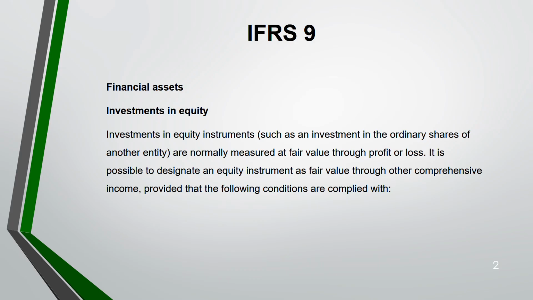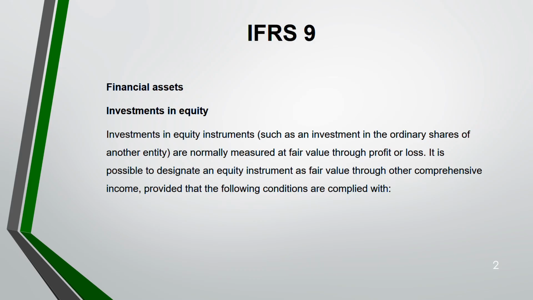Now, investment in equity instruments. Example, investing in ordinary shares of another entity is your financial asset. Normally, we measure them at fair value through profit and loss. See, there are three ways. Before I start the lecture, let me tell you, there are three ways you can measure all the financial instruments in IFRS 9. One is amortized cost, one is fair value through profit and loss, one is fair value through OCI. But what goes to each of these, that you need to understand.